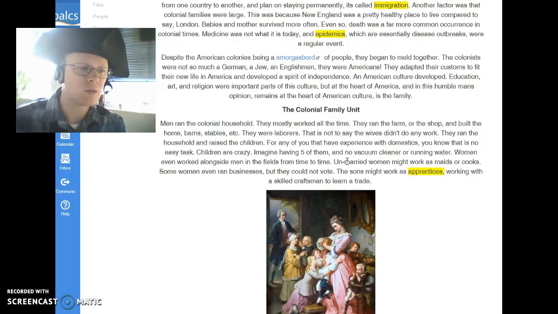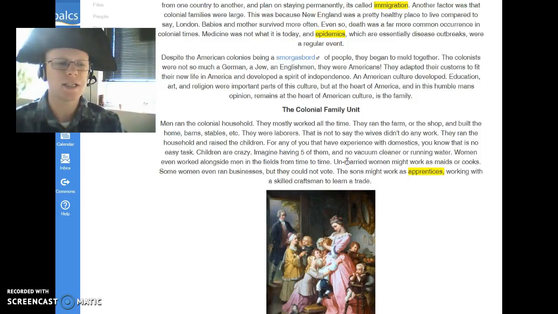They ran the household and raised all the children. For any of you that had any experience with domestics, you know that is no easy task. Children are crazy. Imagine having 5 of them all at the same time. And no vacuum cleaner or running water, or Mr. Clean, Scrubbies, or Comet, or anything, no Windex, stuff like that.